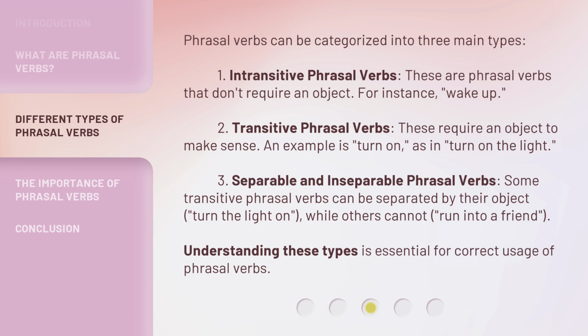3. Separable and inseparable phrasal verbs. Some transitive phrasal verbs can be separated by their object, turn the light on, while others cannot, run into a friend. Understanding these types is essential for correct usage of phrasal verbs.